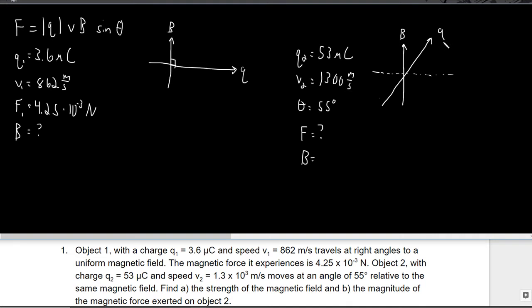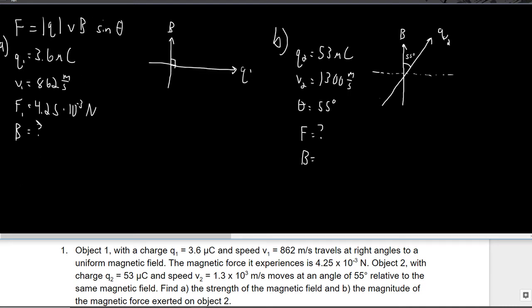So if that's my Q, Q2, they're saying that it's moving 55 degrees from it. Okay, just to diagram it out a little bit more. All right, but before I can do part B, I have to do part A, and I'm going to look at object 1 to figure out part A. So the sine of 90 part I don't need to care about here.